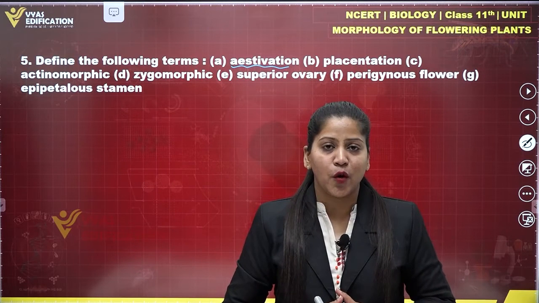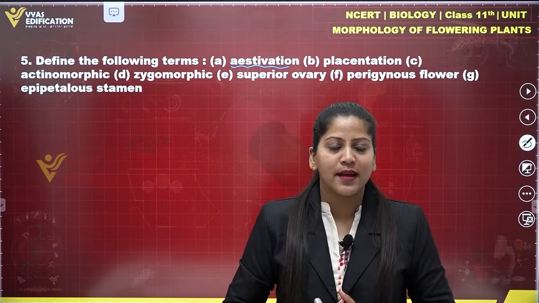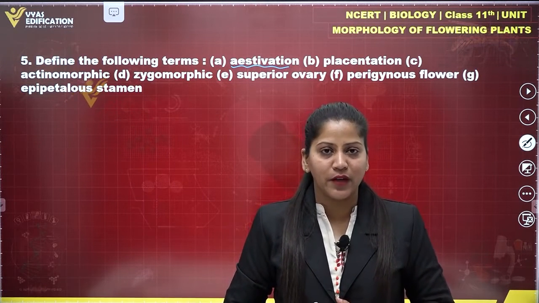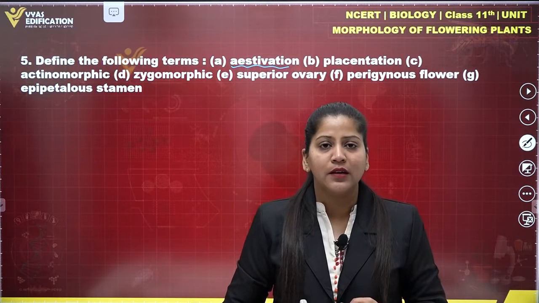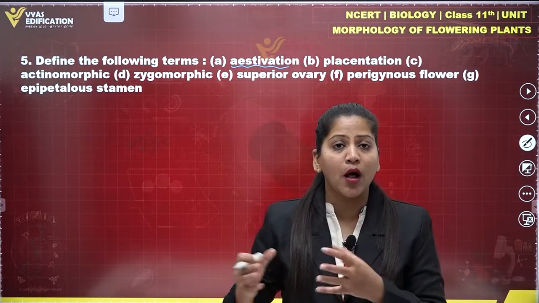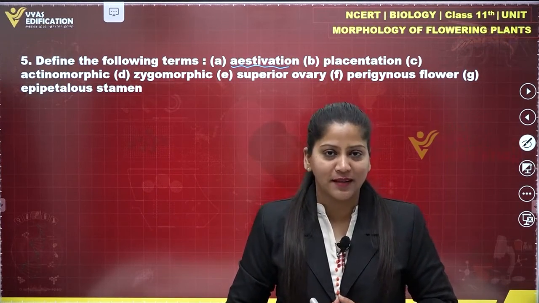This arrangement of sepals and petals in a flowering bud is known as estivation. Basically, we have 4 types of estivation, that is valvate, twisted, imbricate and vexillary. So all these are the types of estivation found in different kinds of plants.